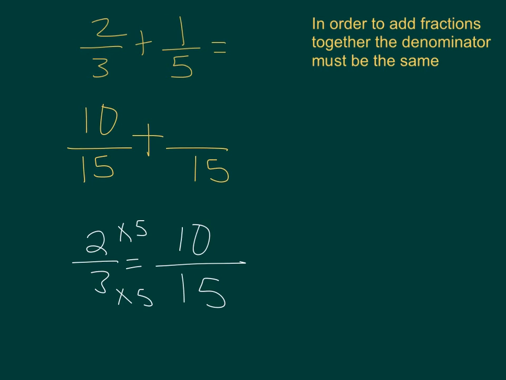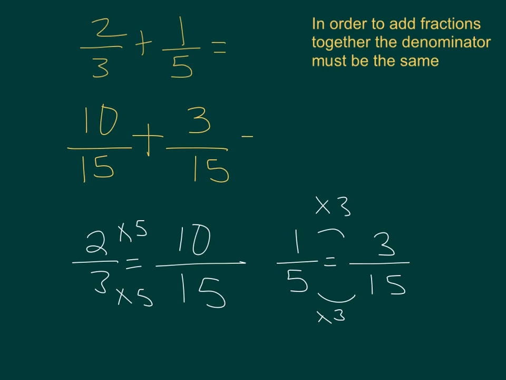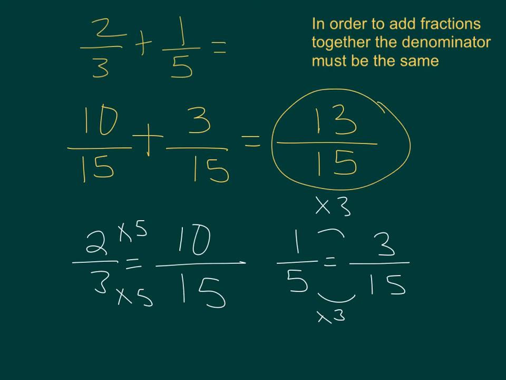And now I want to figure out what 1/5 is equal to. What would that be out of 15 if it was cut into 15 pieces instead? How do I go from 5 to 15? That's times 3. So I need to do the same thing on top. 1 times 3 gives me 3. So I know that 2/3 plus 1/5 is the same thing as 10/15 plus 3/15. Again, when I'm adding these together, the denominator has to be the same, and then if the denominator is the same, my final answer also shares that same denominator. And 10 plus 3 is 13. 13/15 is the answer to 2/3 plus 1/5.